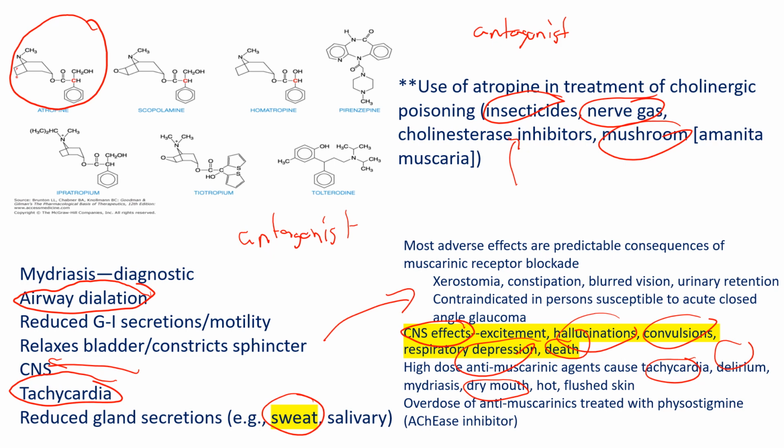And since these are antagonists, right, they can be treated with an acetylcholinesterase inhibitor, and this makes sense because that would cause there to be more acetylcholine just hanging around, which would work against that antagonist to essentially retarget those receptors to increase those secretions again, to slow the heart rate, to constrict the lungs.